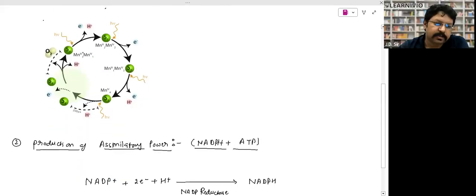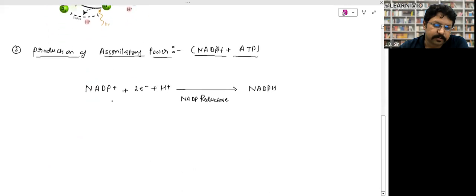This is just a diagram of the oxygen evolving complex. Production of assimilatory power. So what is the assimilatory power? NADPH and ATP are known as the assimilatory power. NADP plus will take 2 electrons and 1 hydrogen ion, and NADP reductase will reduce it, right? Because addition of the hydrogen ion is called reduction, right? So NADP plus will get the 2 electrons.